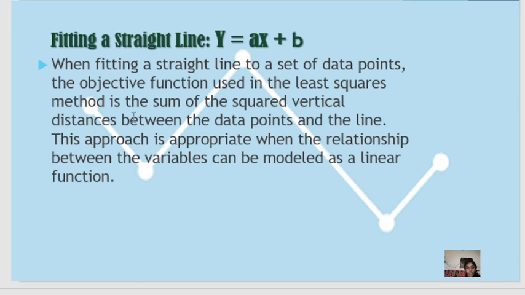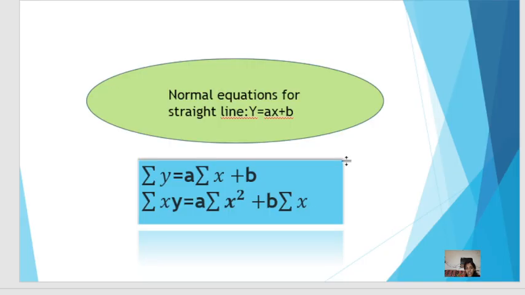To make this out, the first thing is we need to know the normal equations of a straight line. For the straight line, we need these values: summation y, summation xy. The normal equations are summation y equals a summation x plus nb, and summation xy equals a into summation x square plus b into summation x.